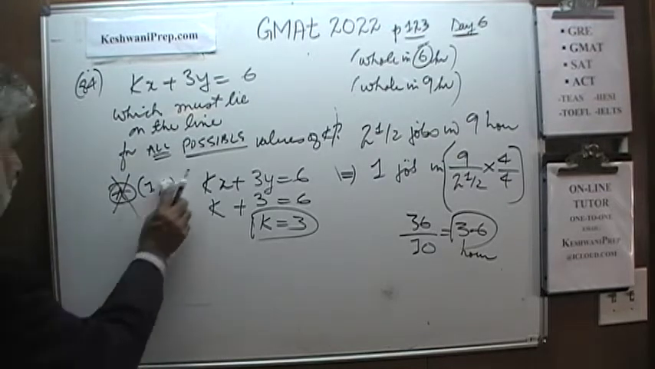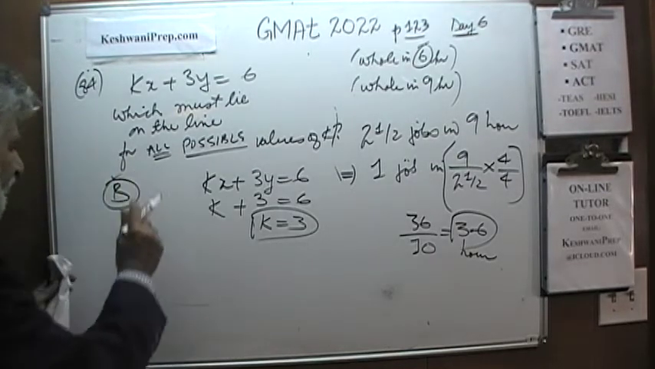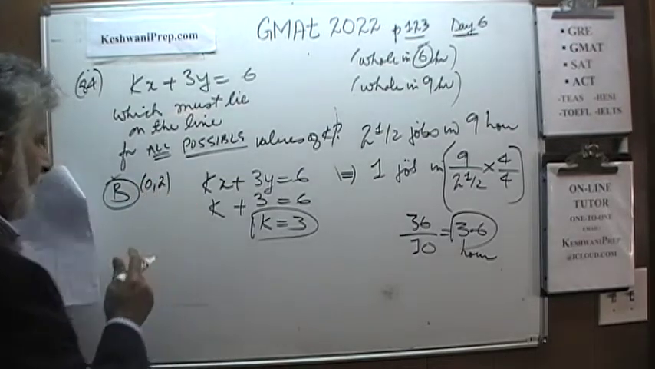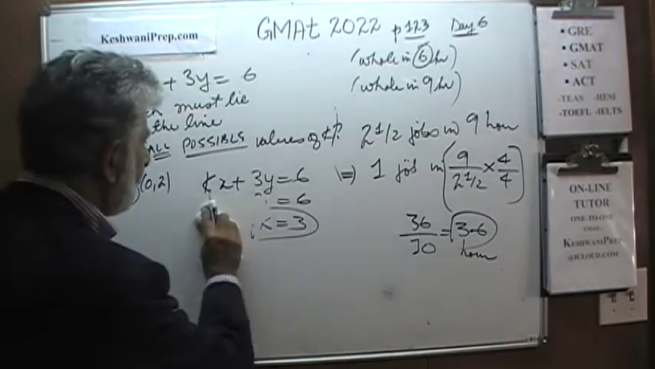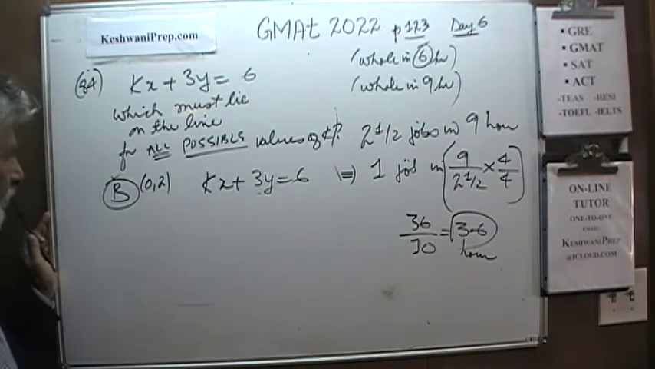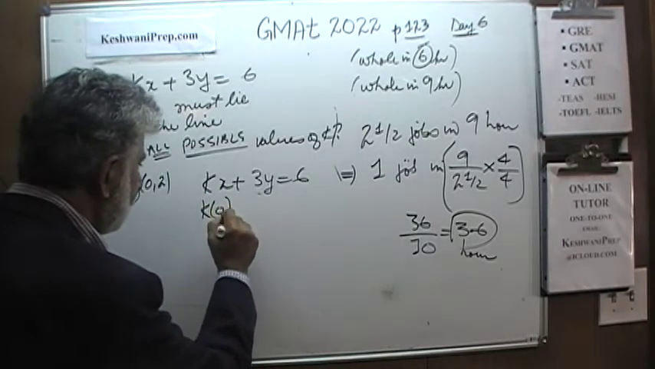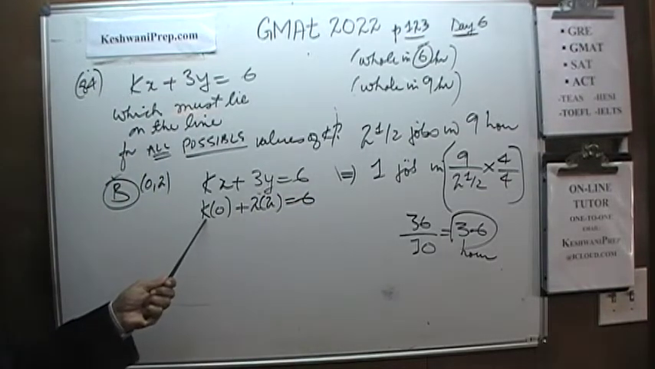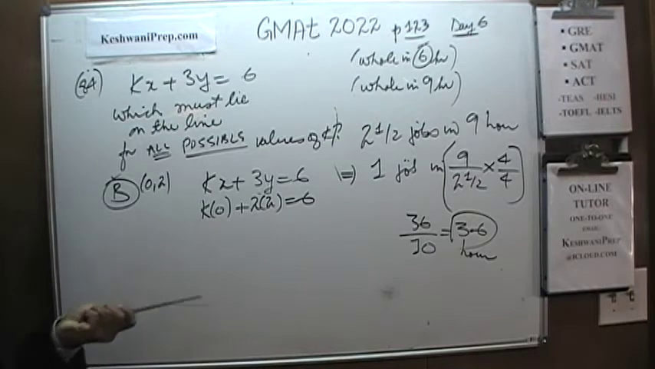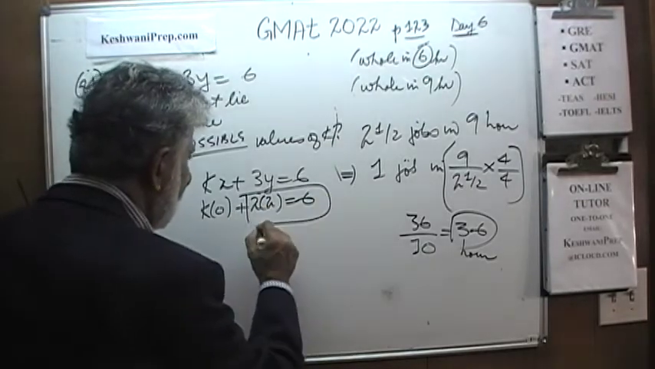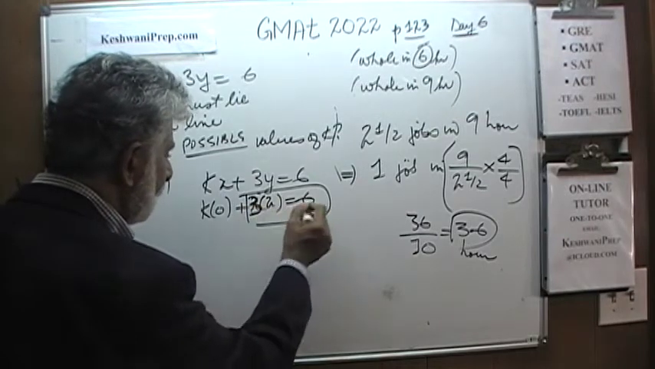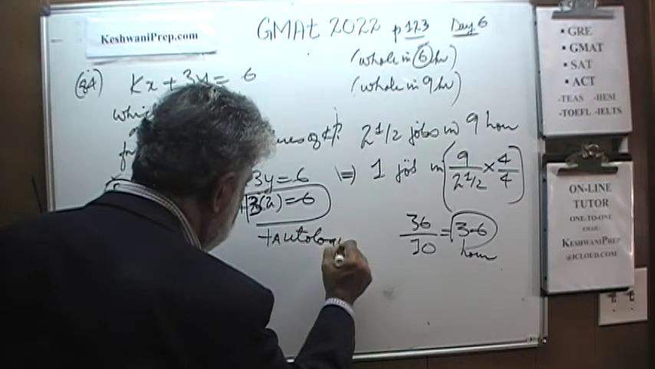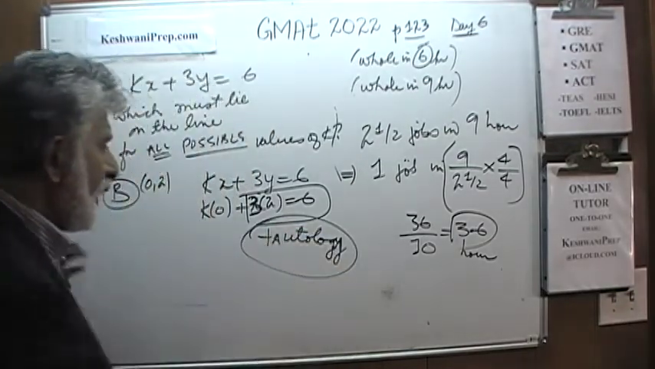Let's look at answer choice B. Answer choice B says 0, 2. Let's just see what happens. X is 0, y is 2. When x is 0, what do you suppose is going to happen? There you go. K drops out because k plays no role, because 0 times k is just 0. And what we'll end up with here is 3 times 2. 3 times 2 is 6. What we end up with here is a tautology.